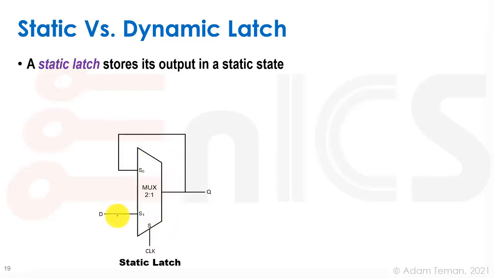Anything that happens on the D stays at the D. It doesn't go through the latch because this path is selected. When we go into the 1 stage, then everything from D comes into Q. That makes the transparent stage of the latch.